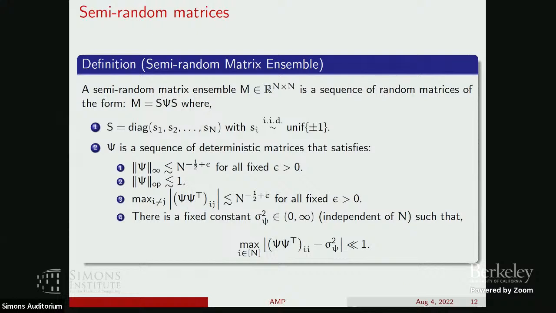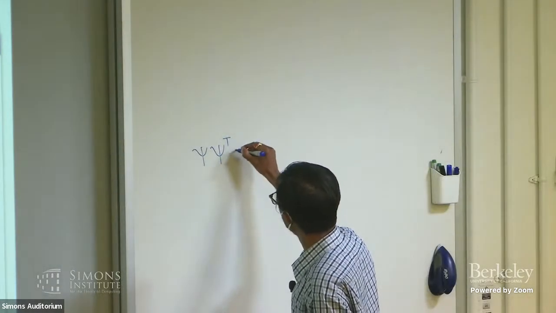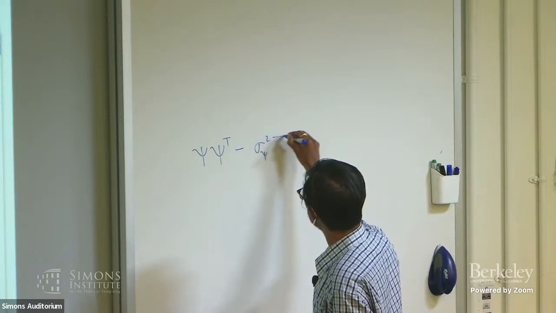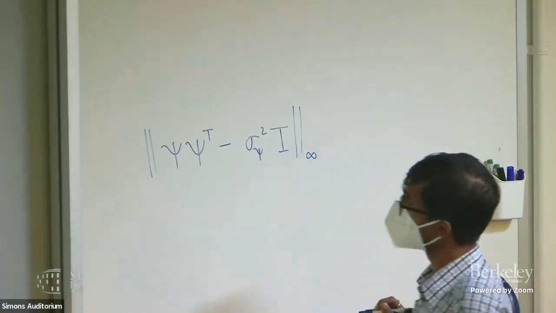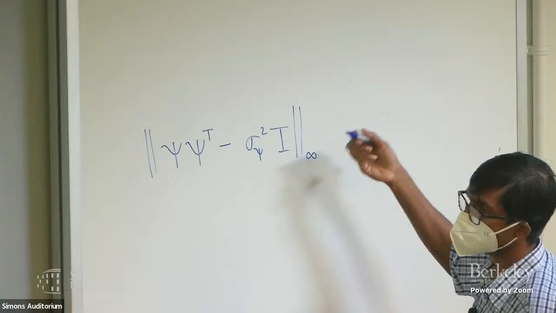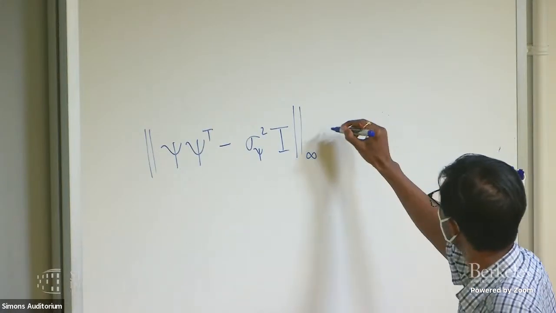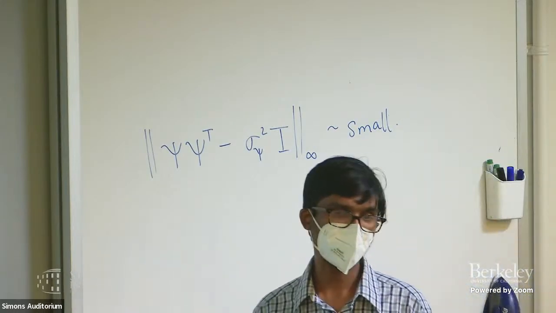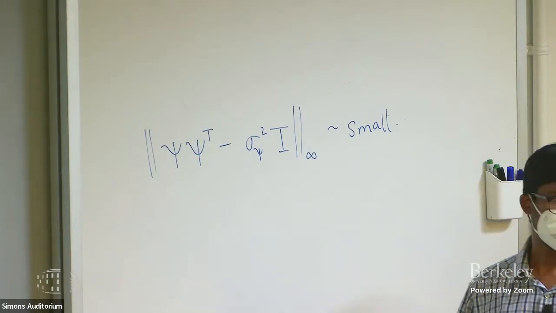Roughly, what 3 and 4 are telling us is that if you look at psi transpose minus some constant sigma psi squared times identity, and you look at the L infinity norm of this, then this has to be small. Let me just say this is small, because I have slightly different requirements on what happens on the diagonal and the off-diagonal entries. But this is roughly what this is saying.